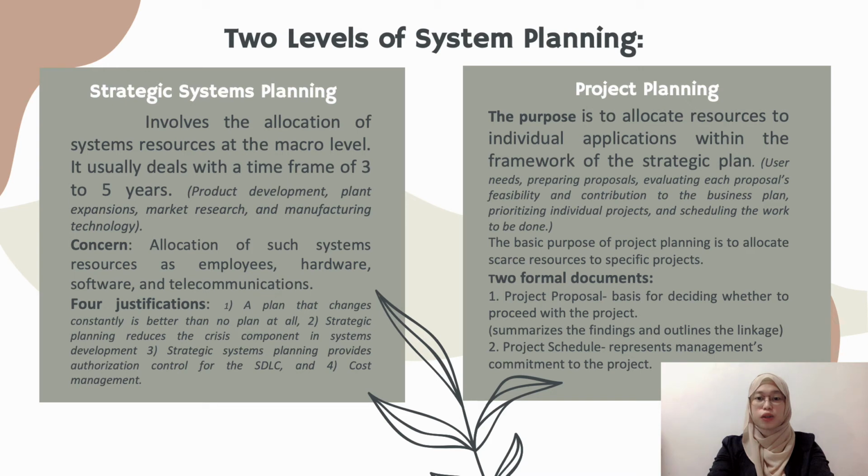Project planning is used to allocate limited resources to specific projects. The project proposal and the project timeline are the outputs of this phase. We have the project proposal. This helps management decide whether to proceed or not, derived from a formal proposal.